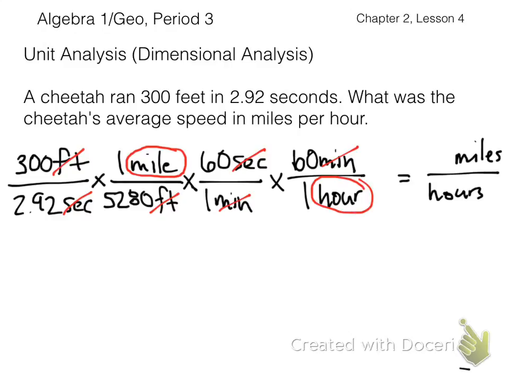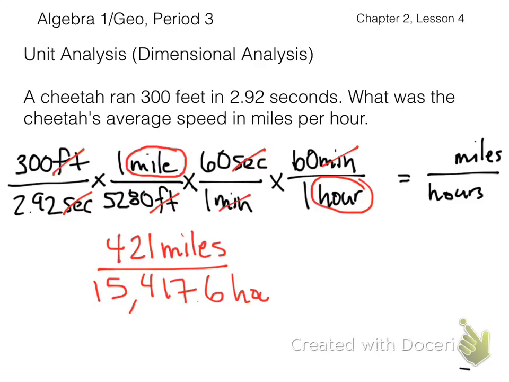And then I'm just going to do some multiplying of some fractions. So I'm going to multiply all of the numerators. So that would be 300 times 1 times 60 times 60, which I've got a calculator if you give me a second. So that is 421 miles. And now I need to multiply the denominators. 2.92 times 5,280 times 1 times 1. And that is 15,417.6 hours. So now I need to divide.